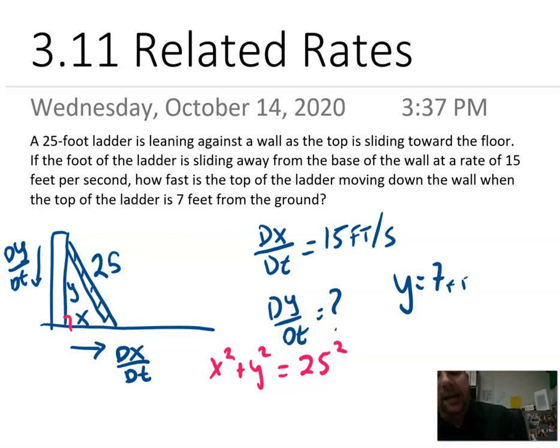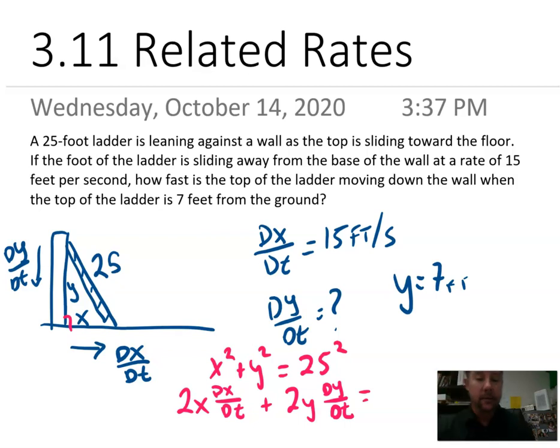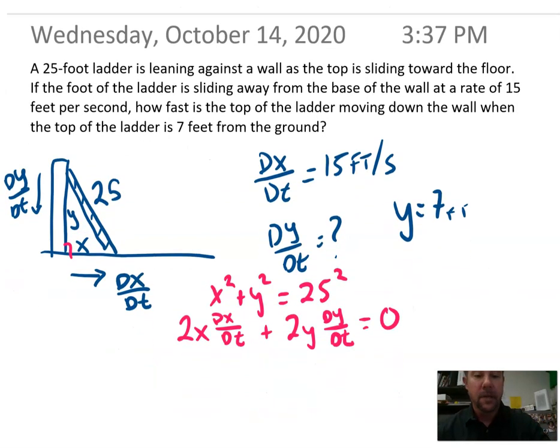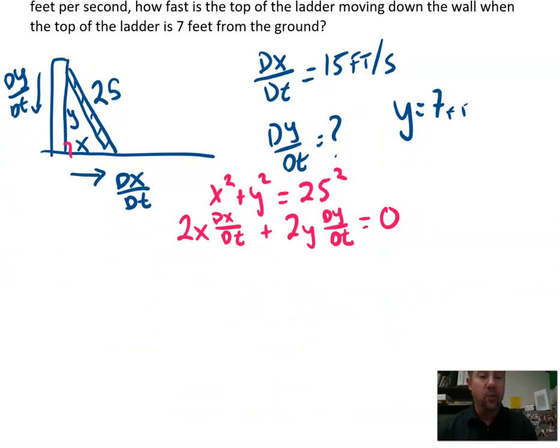So when I do that, the derivative of x squared is still 2x, but now I got to tell people I just took the derivative of x with respect to time, so dx/dt, and that's how I get that rate. Plus 2y dy/dt. I just took the derivative of y with respect to t. Okay? And then the derivative of 25 squared is 625, but the derivative of any constant is 0, so that is 0. All right? So now I've got my related rates.